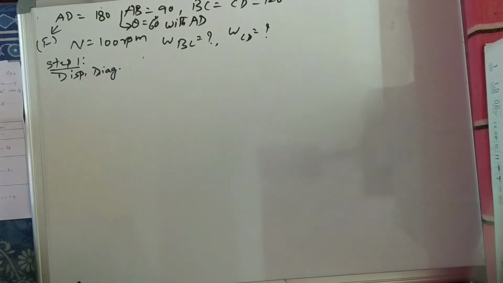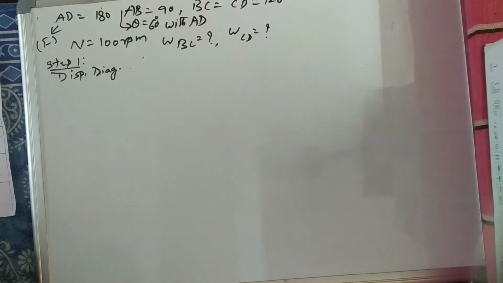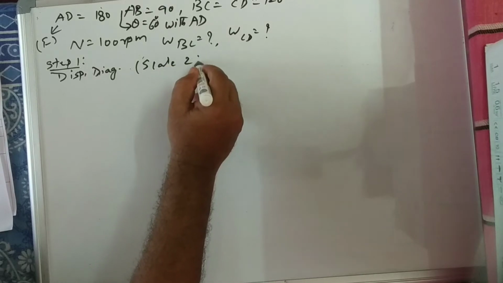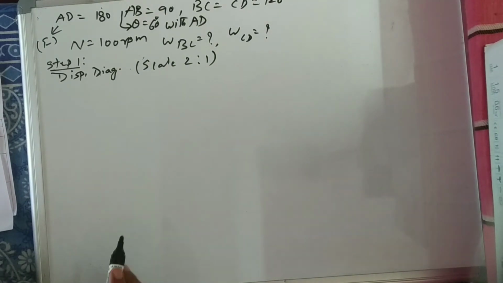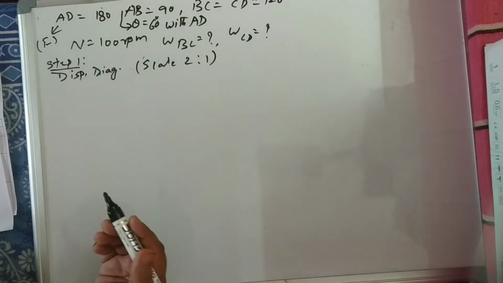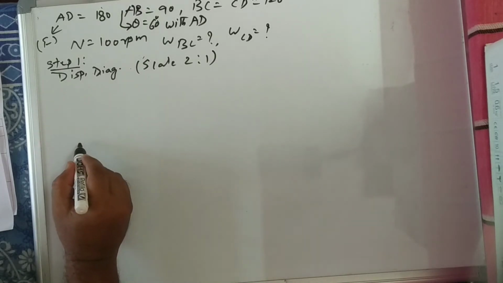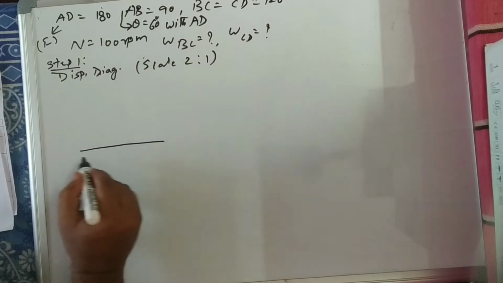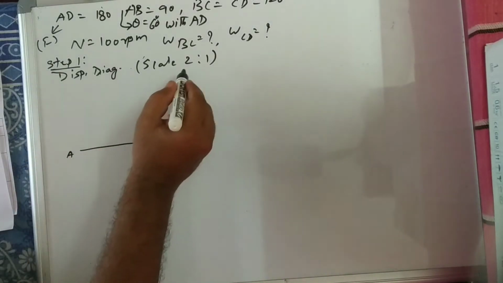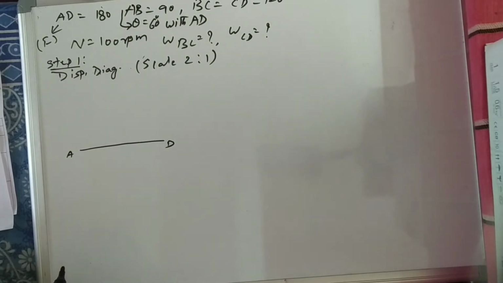We will take the scale as 2:1, a reducing scale. So link AD is 180 mm, and when you draw the fixed link AD at 2:1, it is 90 mm. This is the link AD. It is fixed, and the scale is 2:1. I have represented A and D.